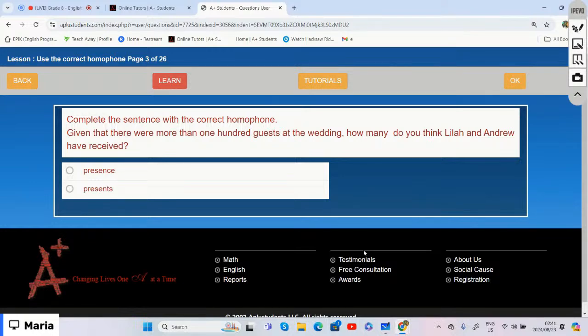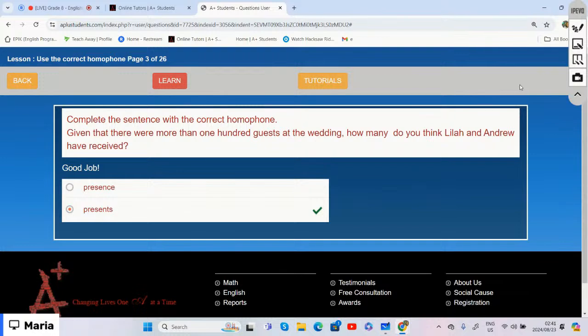If we look at the first word, presence with a CE, that has to do with you being present, you being there, right? You being in an area, your presence, like you physically being there. Then the second one, presents, is also to do with gifts, which means that the correct word to complete the sentence would be option two, because present also means gifts.